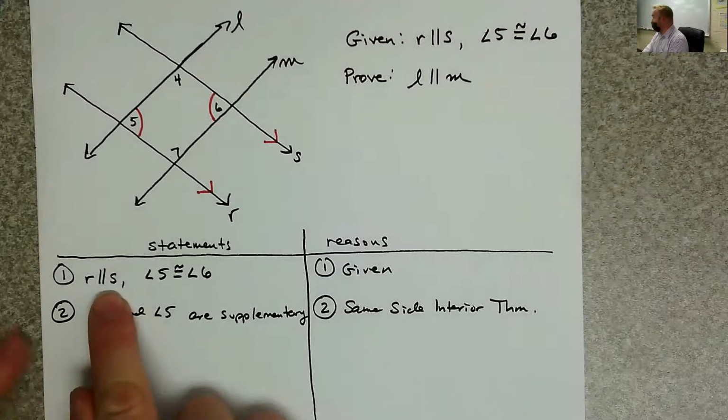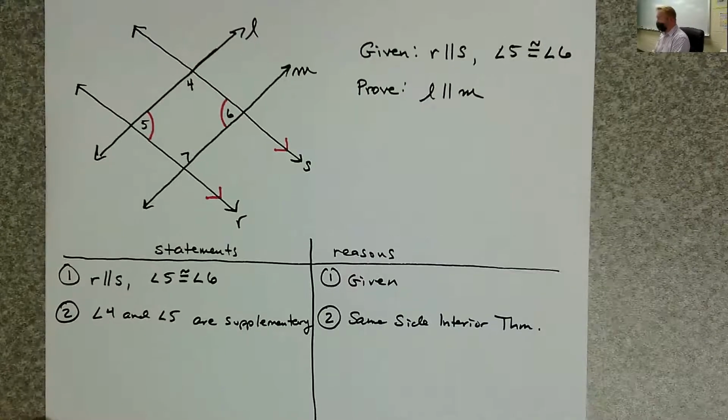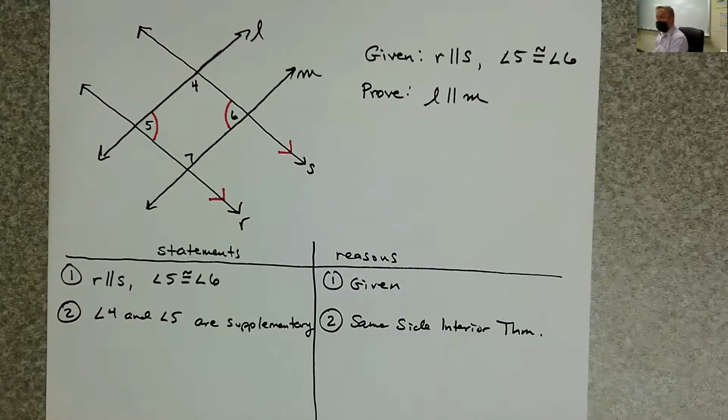We've already stated that R and S are parallel. We observed that 4 and 5 are same side interior, so that means they're supplementary. My reason is the same side interior theorem, which says if two lines are parallel, same side interior angles are supplementary. I'm going to make a move right now, and in a moment you're going to wonder why I made this move, and I'm going to explain why.